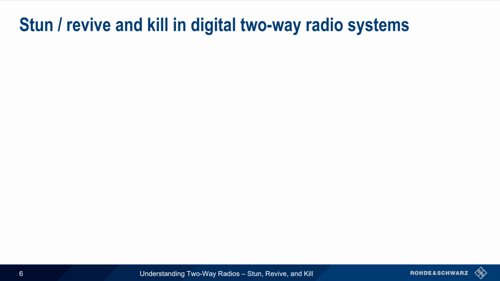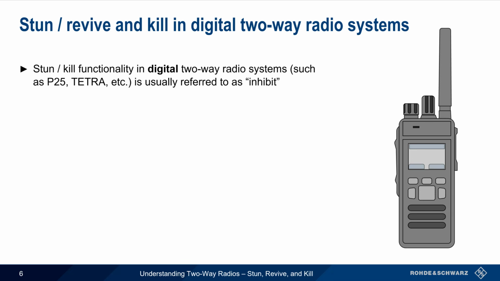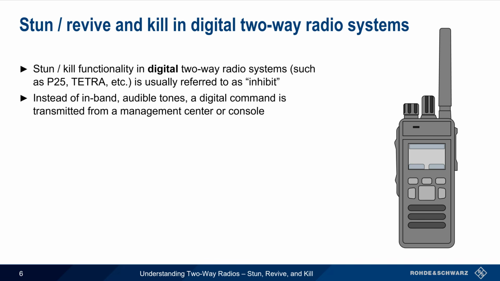The terms stun and kill normally refer to analog two-way radio systems, but similar functionality also exists in most digital two-way radio systems, for example, P25, Tetra, etc. In these systems, this functionality is commonly called inhibit. However, unlike analog radio systems, digital systems do not use audible in-band tones to inhibit and uninhibit radios, but rather use a digital command sent by a centralized management center or console. A similar digital command can then be used to uninhibit that radio, that is, to restore it to its normal functionality.